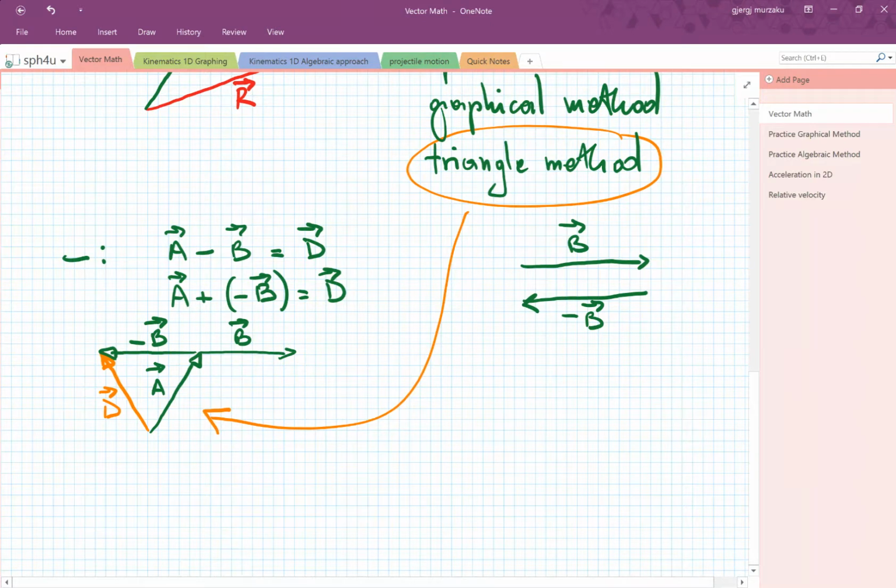So the next step for us now is to see how we get the directions of vectors, what do we use, and then an example, how do we add and subtract them using this method, which is known as the graphical method. All right.